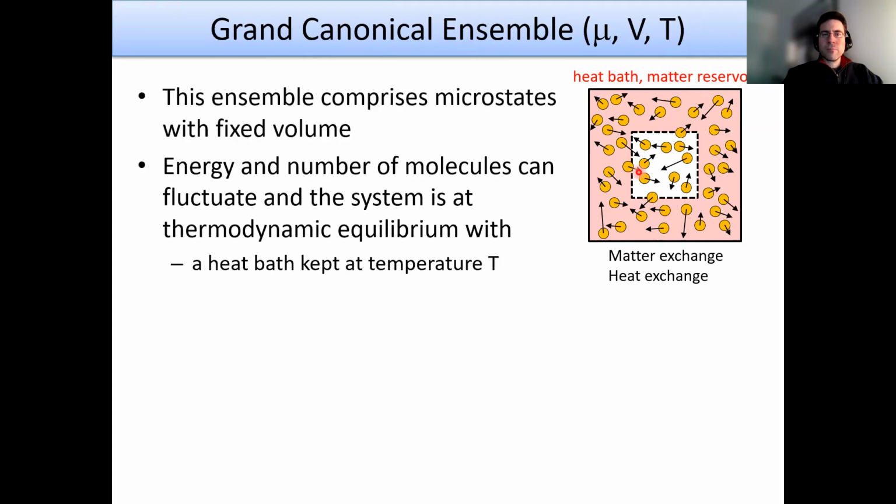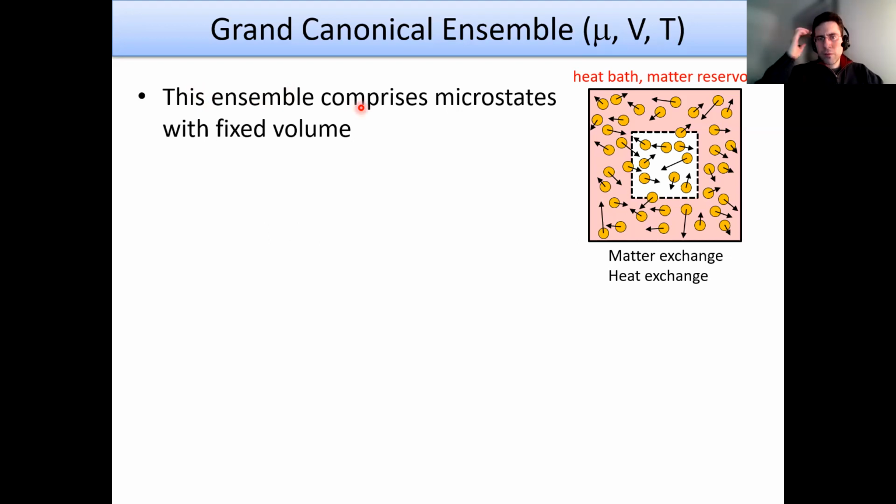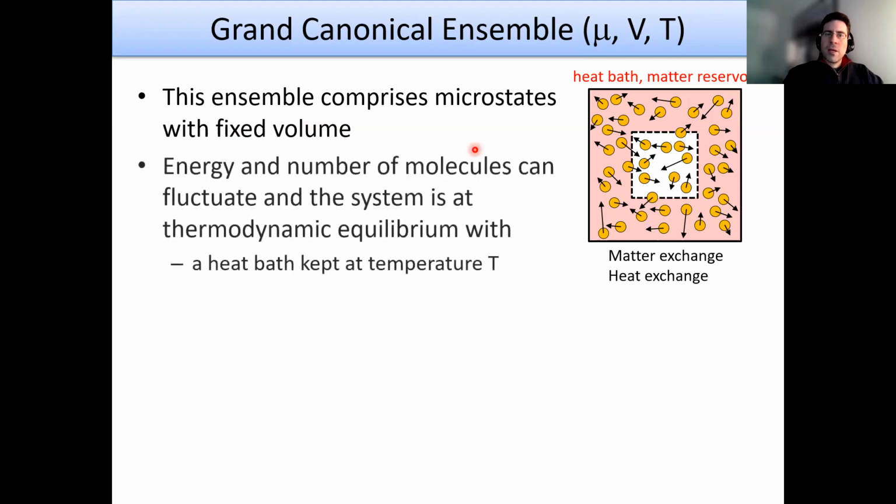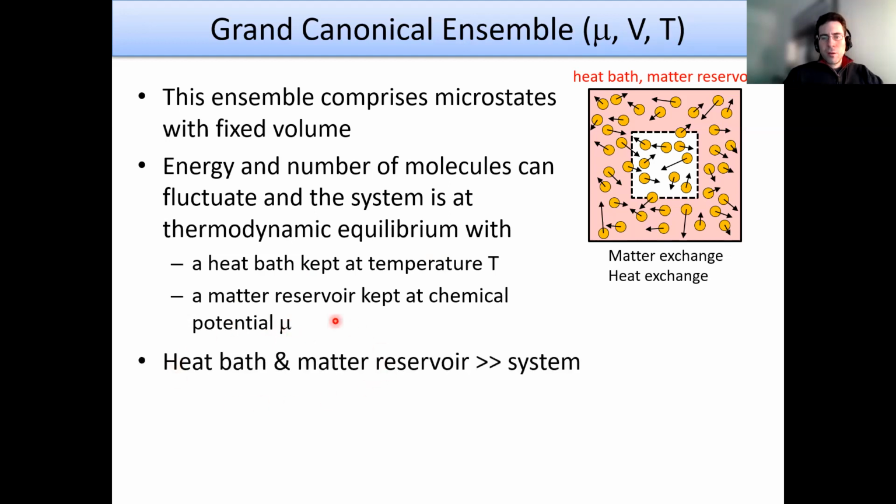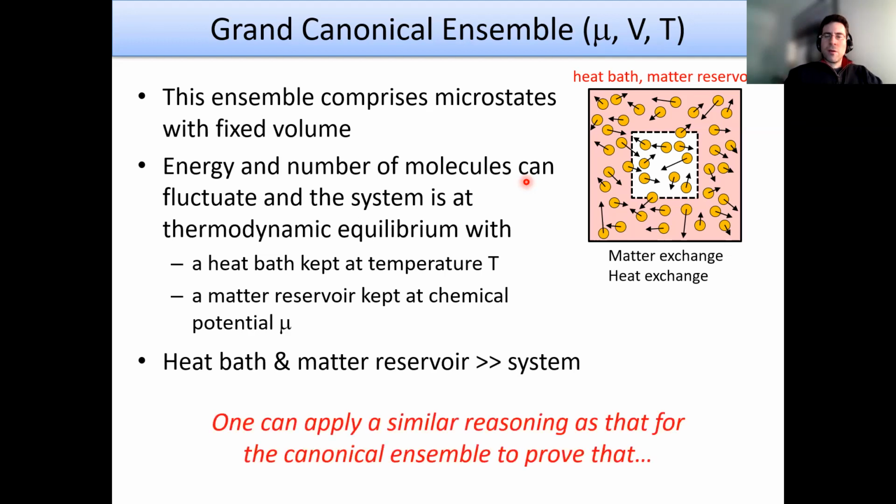So the ensemble would comprise microstates, right? The ensemble consists of microstates with fixed volume, and energy and number of molecules can fluctuate as the system is in thermodynamic equilibrium with this heat bath and matter reservoir. The heat bath is at temperature T, and the matter reservoir is kept at the chemical potential nu. And as previously, we assume that the heat bath and the matter reservoir are much, much larger than our system, and the system can be treated as an isolated system, and then we can apply a very similar thought process as we did for the canonical ensemble.